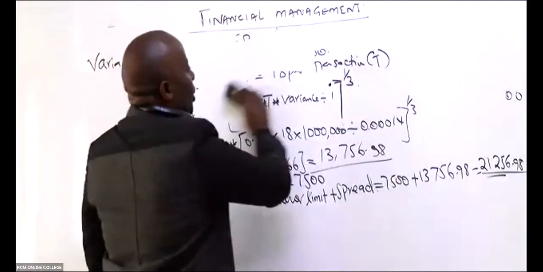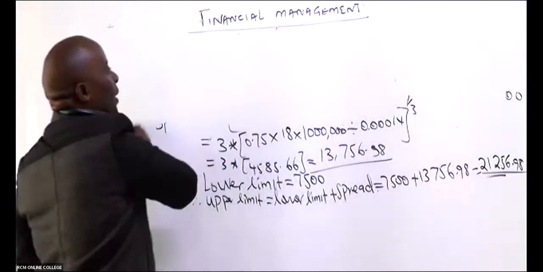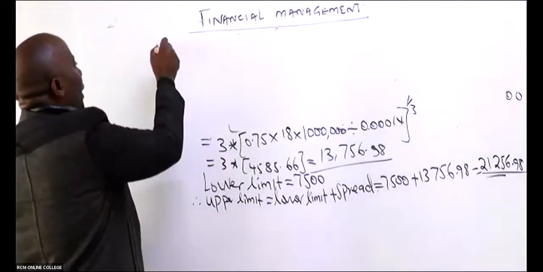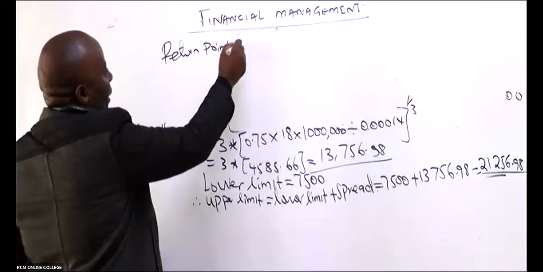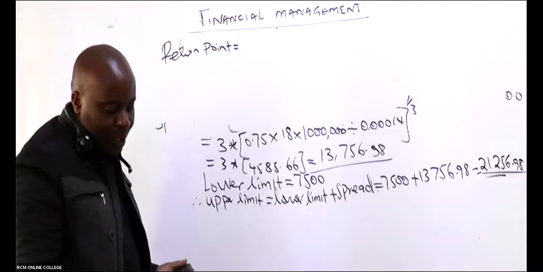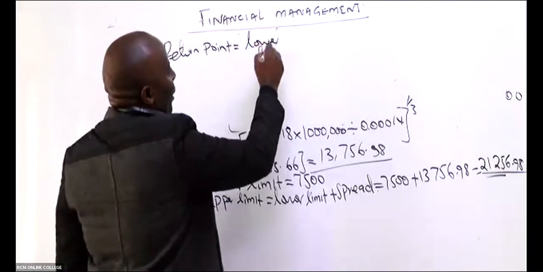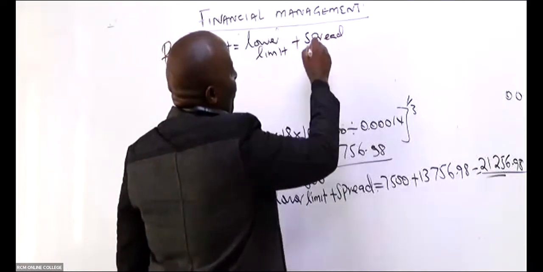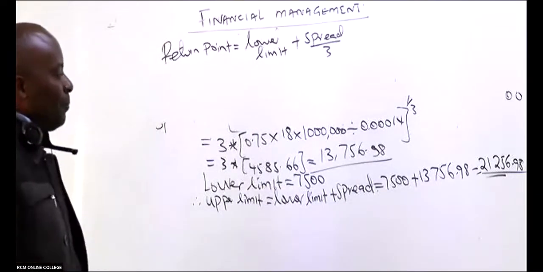All right, so they want us to give them the return point. Return point is really easy. How do we get the return point? This is really, really easy because already you have everything. So anytime they want us to get the return point, we normally take the lower limit plus spread divided by 3. Lower limit plus the spread.